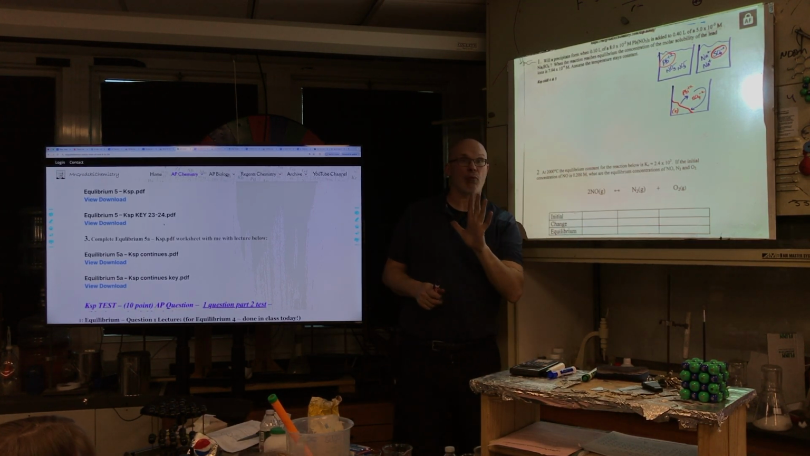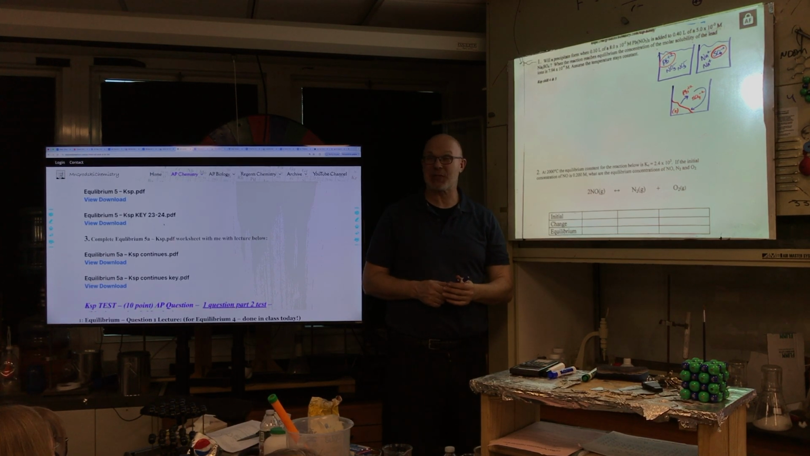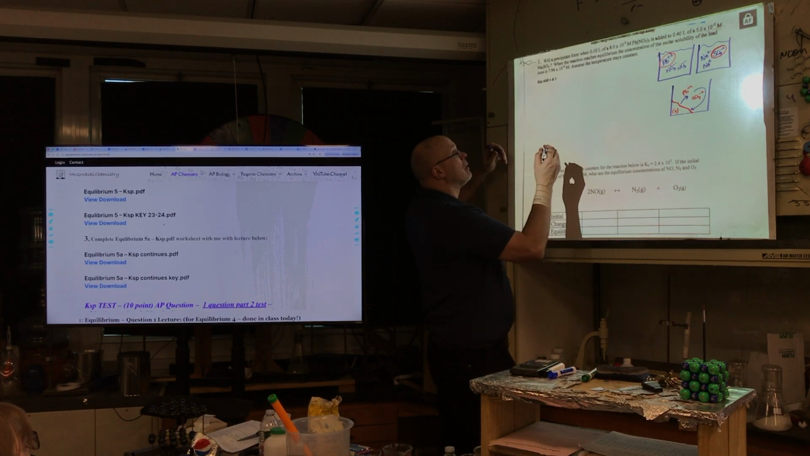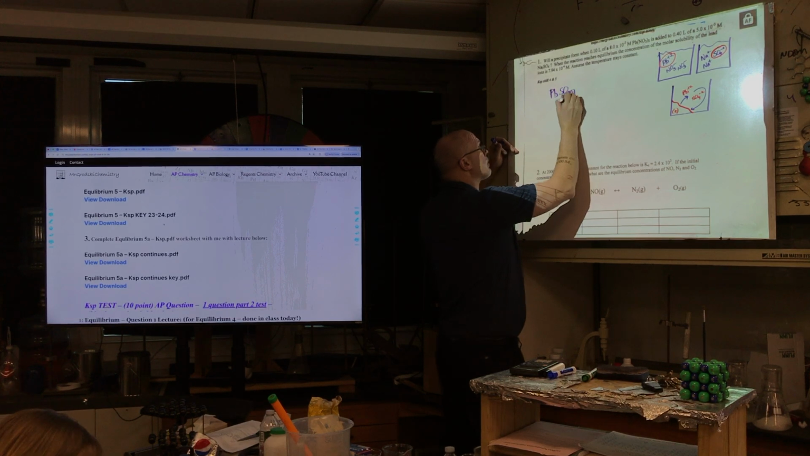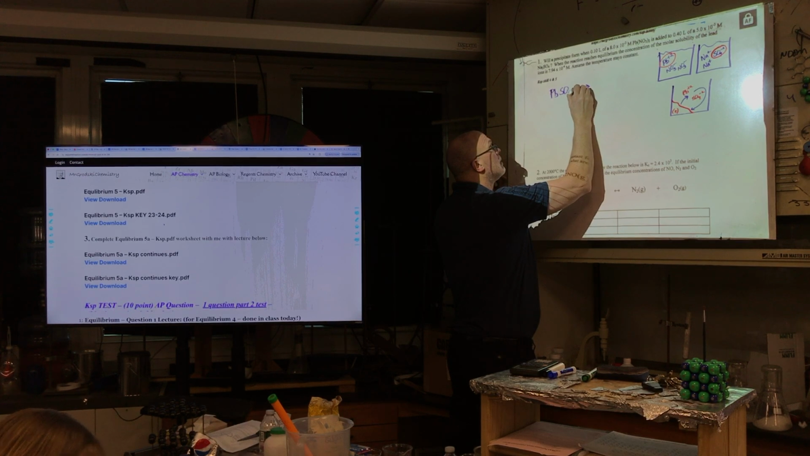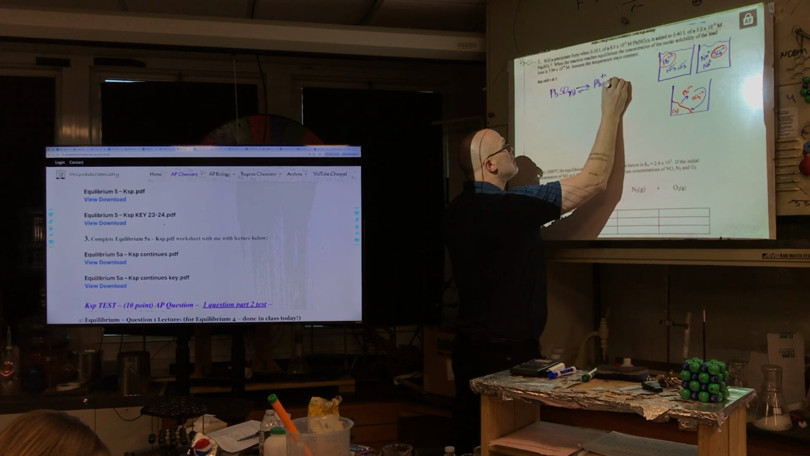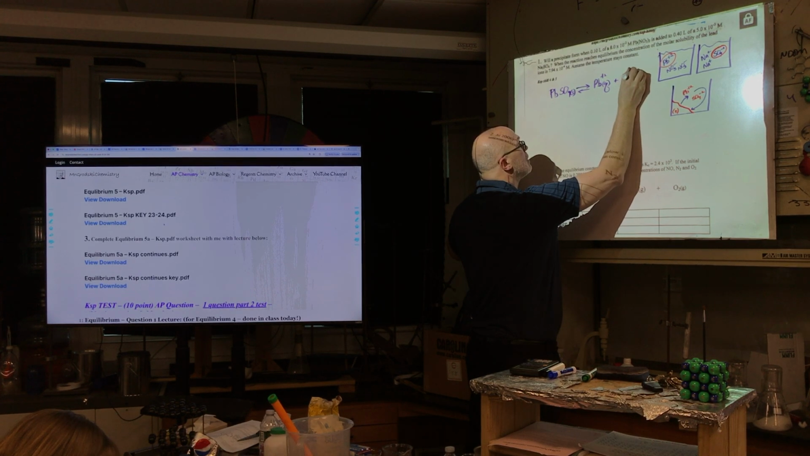So this is how we write all precipitation reactions. We write precipitation reactions this way. We start with the solid, okay? So we're going to take PbSO4, and that would be the precipitate if it occurs. It's a solid, and it's going to dissociate into Pb+2, and that's aqueous, plus a sulfate, aqueous.